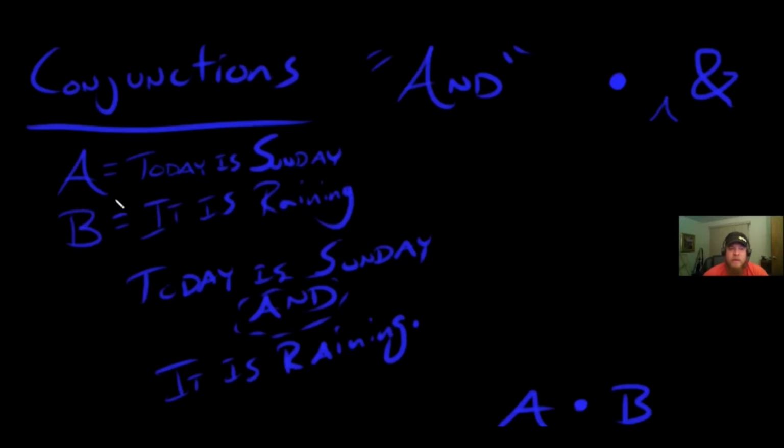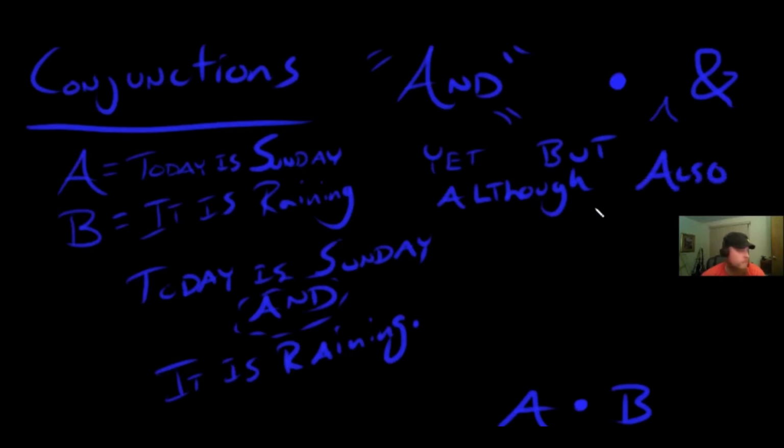Well, hey, where did this A and B come from? I just picked them kind of randomly here. But I'm saying that they stand for this. But what are some other words that mean and? So some synonyms for and. So there are a bunch. I could say yet. I could say but. I could say although. I could say also. I could say, and here's some other spicy ones, I could say moreover. Nonetheless.